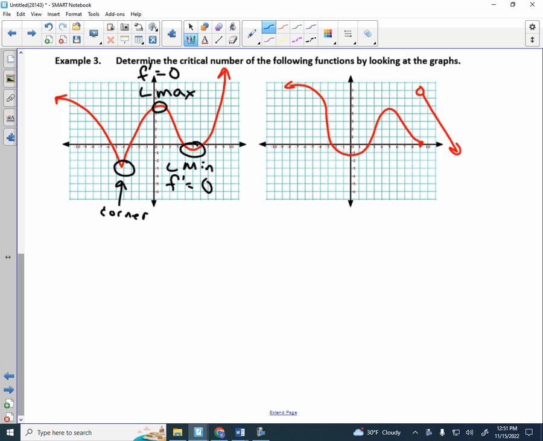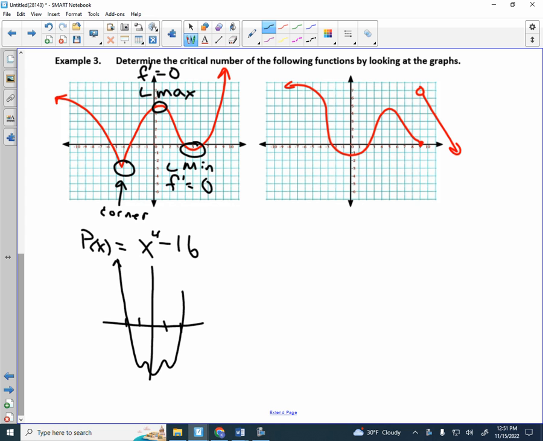So just to bring you back, I had a student during first hour. They're very inquisitive. They had the function p of x is equal to x to the fourth minus 16. And what we discovered about that graph was that it looked like this. It went through positive 2 and negative 2, and it went all the way down to 16. Okay, probably should have drawn it like that.